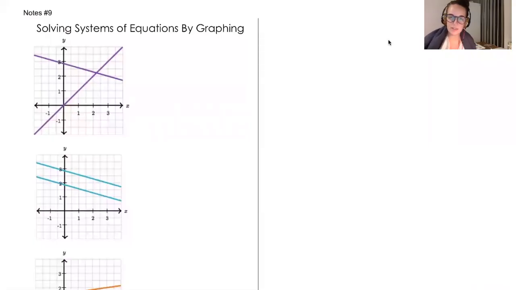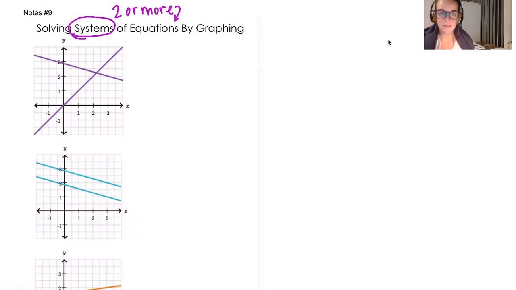Hi everyone, today we're learning about systems of equations. So a system of equations is any time that there are two or more equations. Two or more equations, that is considered a system. Today we're going to work with mostly two equations.